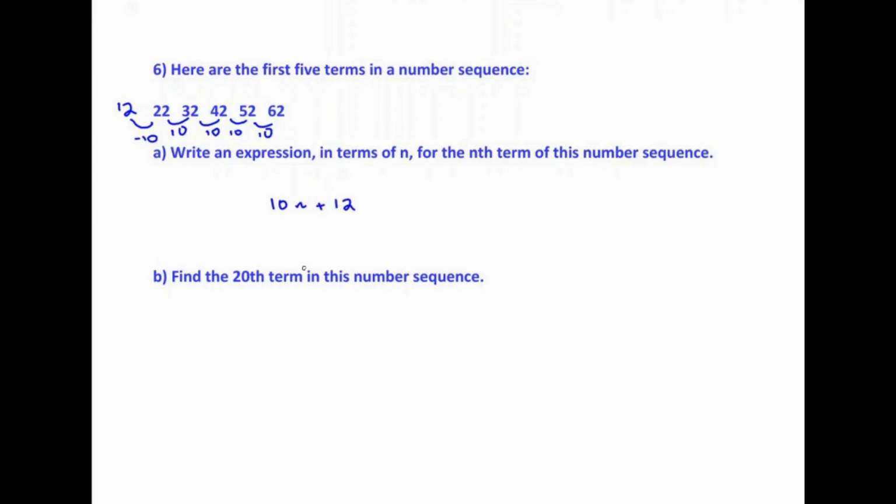Part B says find the 20th term in this number sequence. That means n equals 20. So we're going to have 10, brackets 20, plus 12. It's going to equal 200 plus 12, which then equals 212. So the 20th term in this number sequence is going to be 212.